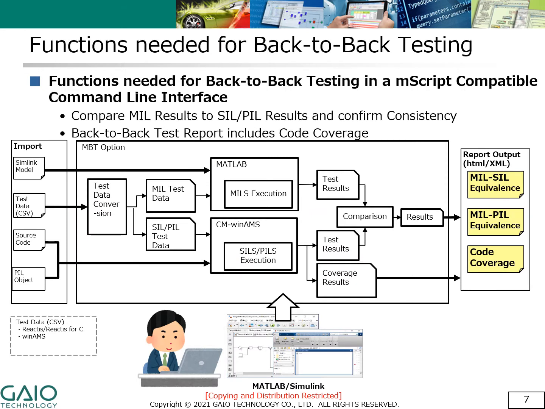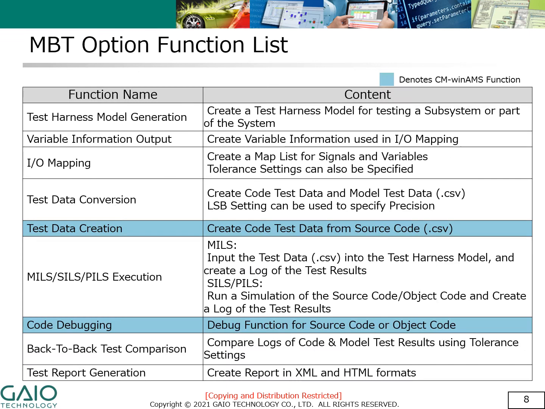In test environments using a command line interface such as mScripts, the MBT option enables SIL-PIL execution and equivalence testing for the Coverage Master. SIL and PIL execution are available in the Coverage Master itself, but the MBT option adds harness model generation, mapping of model signals to code variables, tolerance setting, test data conversion, mill execution, equivalence testing, and report output functions to provide a complete back-to-back test environment. A summary of these functions and the operations they perform is shown here.